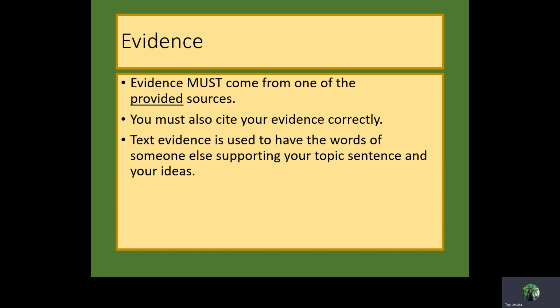The next thing you need to provide is evidence. Evidence must come from one of the provided sources. Again, when you take an FSA exam, you are not going to have access to outside sources. It must come from one of the provided sources in the prompt. You must also cite your evidence correctly. Text evidence is used to have the words of someone else supporting your topic sentence and your ideas. So you're using evidence from the provided sources to support your topic sentence and to support your ideas to make them stronger.